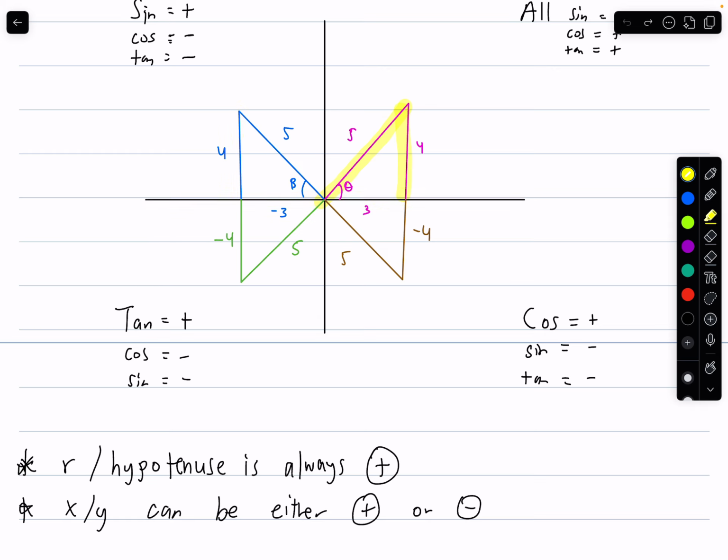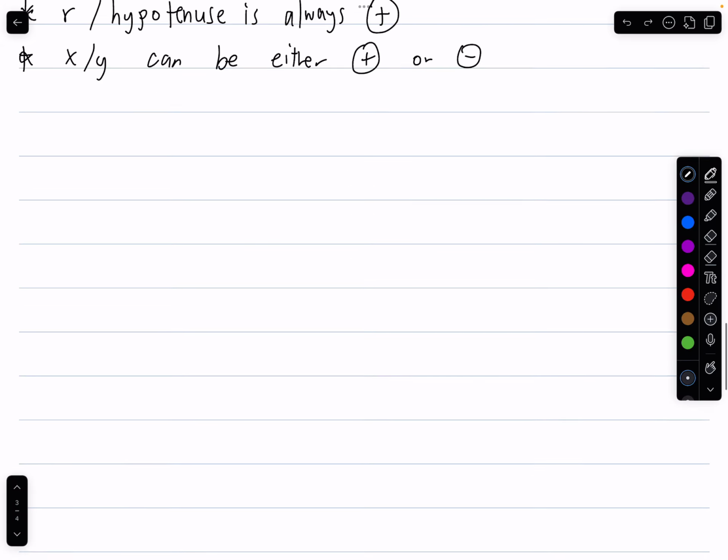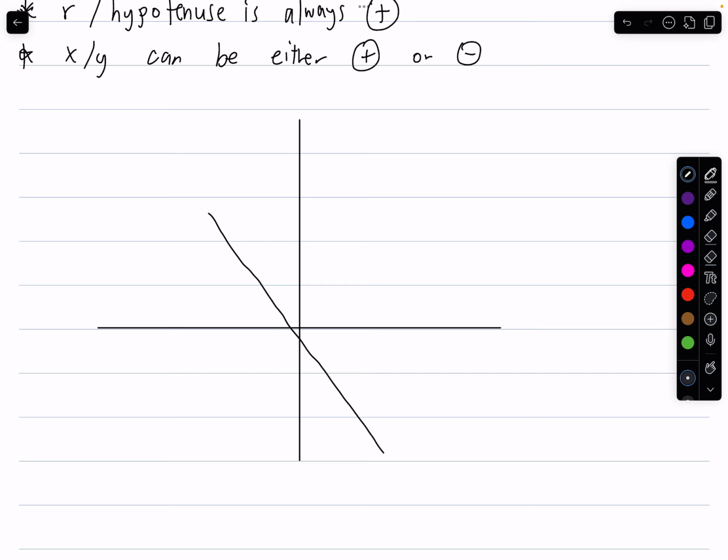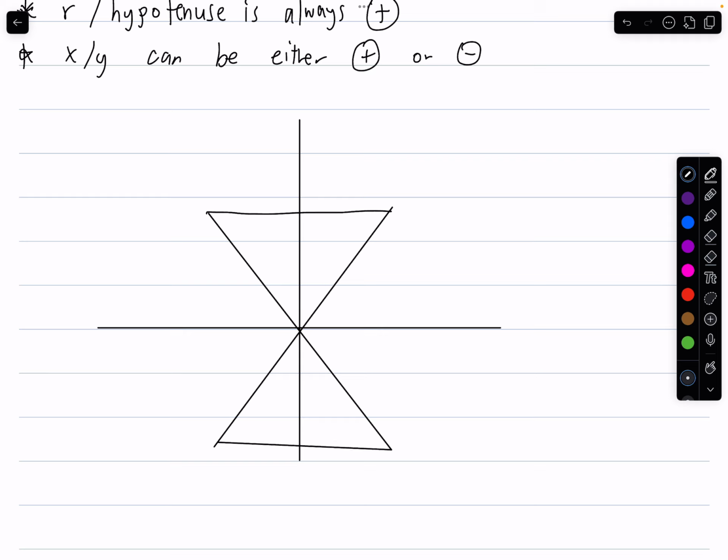Now, some people confuse this because they just don't know, right? But some people, when they draw their diagrams or their triangles, will draw it like this. If you look, this is wrong, okay? Because these are all in reference to the y-axis.